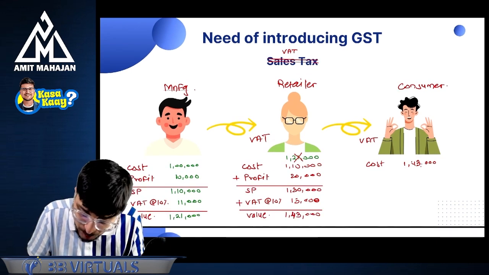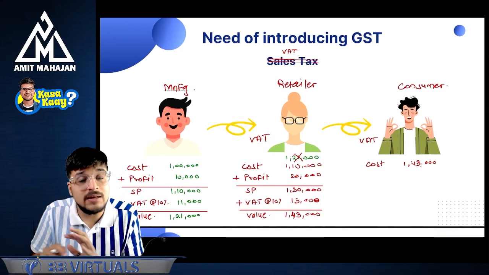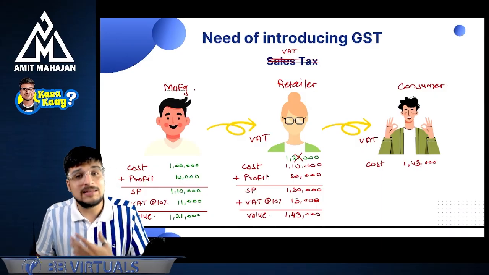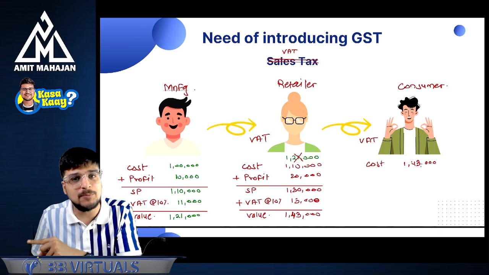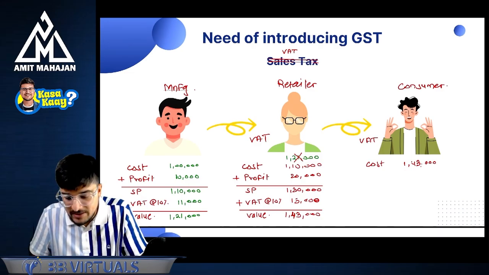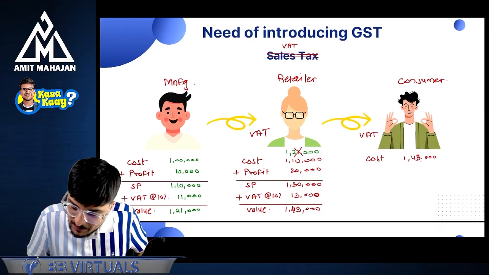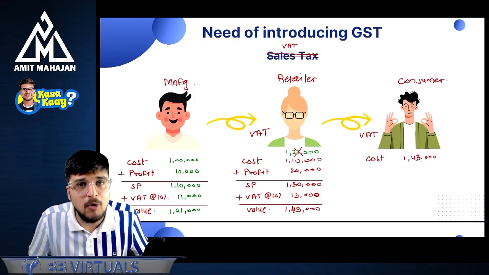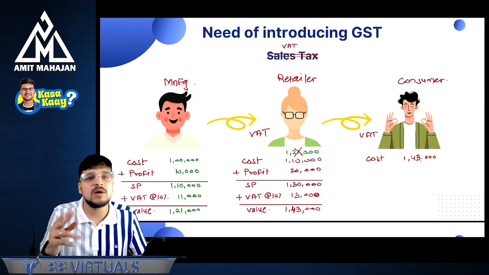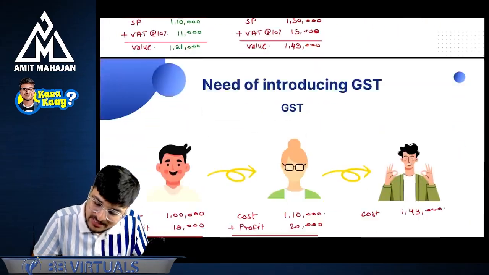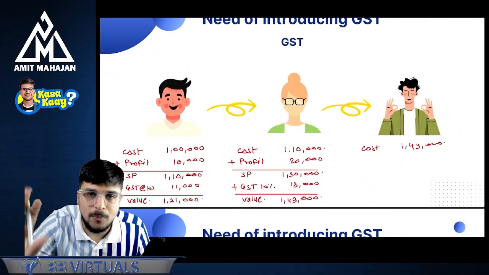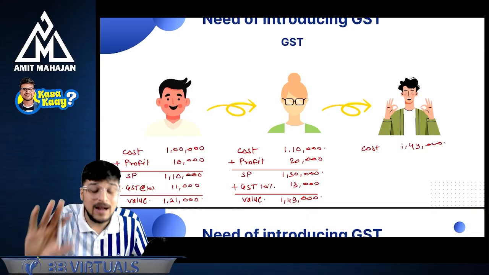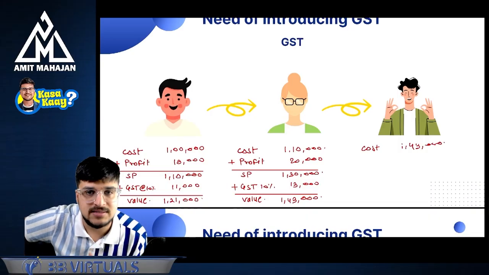As I have proved, this is not the reason for introduction of GST, and that's why we were checking step by step. Was VAT the problem? No. We understood that when VAT was there, the burden which will come on the consumer is going to be 143 only. If GST is there, ultimately the cost for the consumer is 143 only. So there is no problem in VAT, and this is not the reason for introduction of GST.